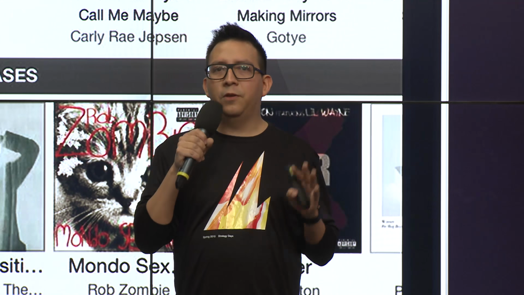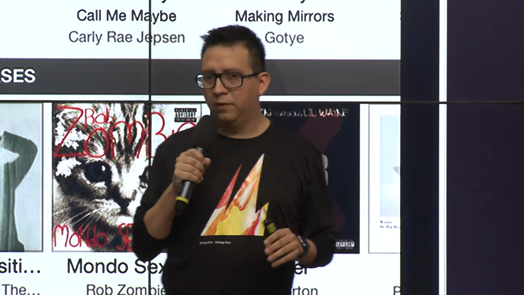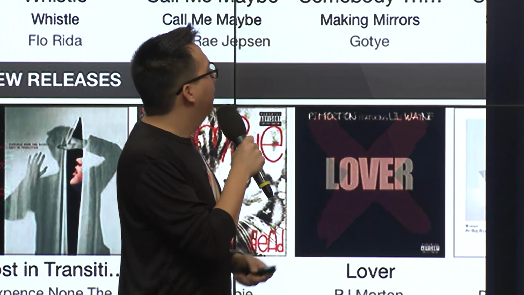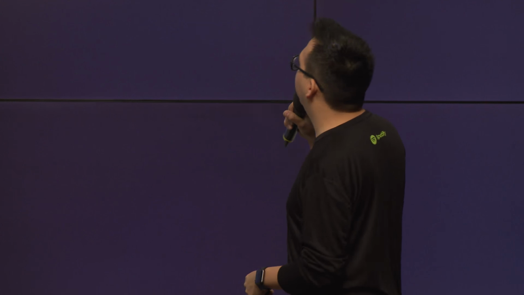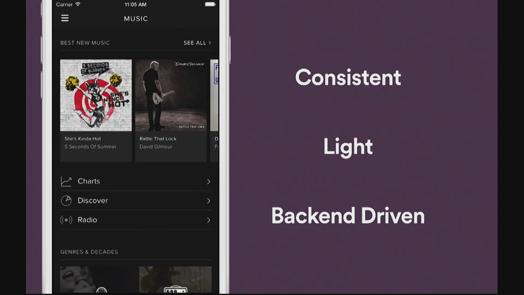So this presentation is about how we transition from an application that was visually inconsistent, thick, and client-based. And this is how it looked. I'm just going to move over here. So it's OK, but it could be much better. And this is a story about how we transitioned to here, which is a client that is consistent, light, and backend driven.